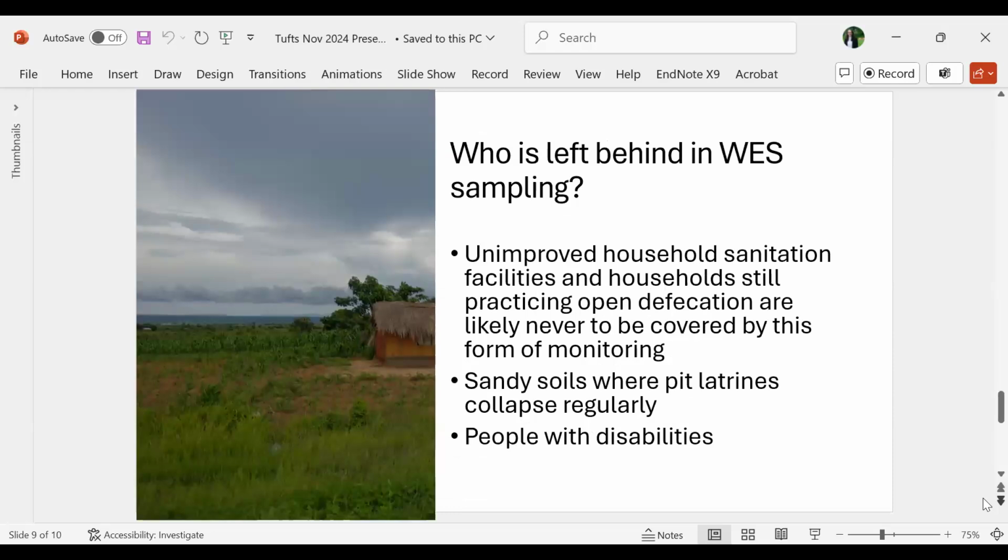I do want to acknowledge who is left behind when sampling in Malawi or at the camp, because this is better community surveillance, but not full coverage. So what are the boundaries in the humanitarian context? And this applies to Malawi and many low and middle income countries. If I can't send a technician to collect a sample safely at a pit latrine, I won't, such as an unimproved pit latrine that may collapse. There's also sandy soils along Lake Malawi, where pit latrine collapse is frequent, and people with disabilities disproportionately do not have access to safe sanitation facilities.